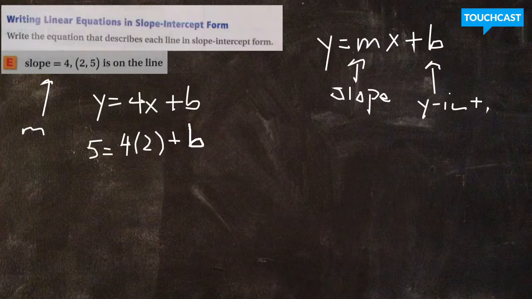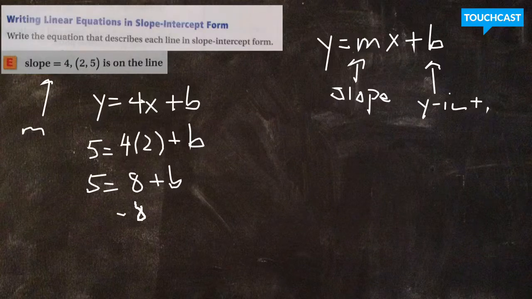So 5 is equal to 4 times 2 plus b. And now we're going to solve this for b. Well, 4 times 2 is 8. So 5 is equal to 8 plus b. And to solve for b, we're going to subtract 8.